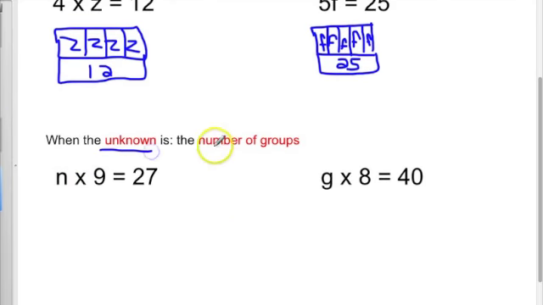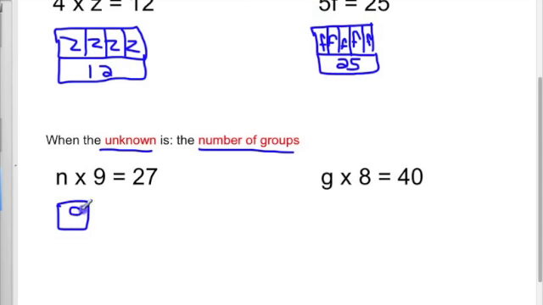Now the unknown is the number of groups. So we don't know the number of groups. So this time we're going to represent the things that we do know. We know that, okay, I'm sorry, I am not doing this correct. Let me make a correction. That is not n, because n is the unknown. That's what we're trying to figure out.